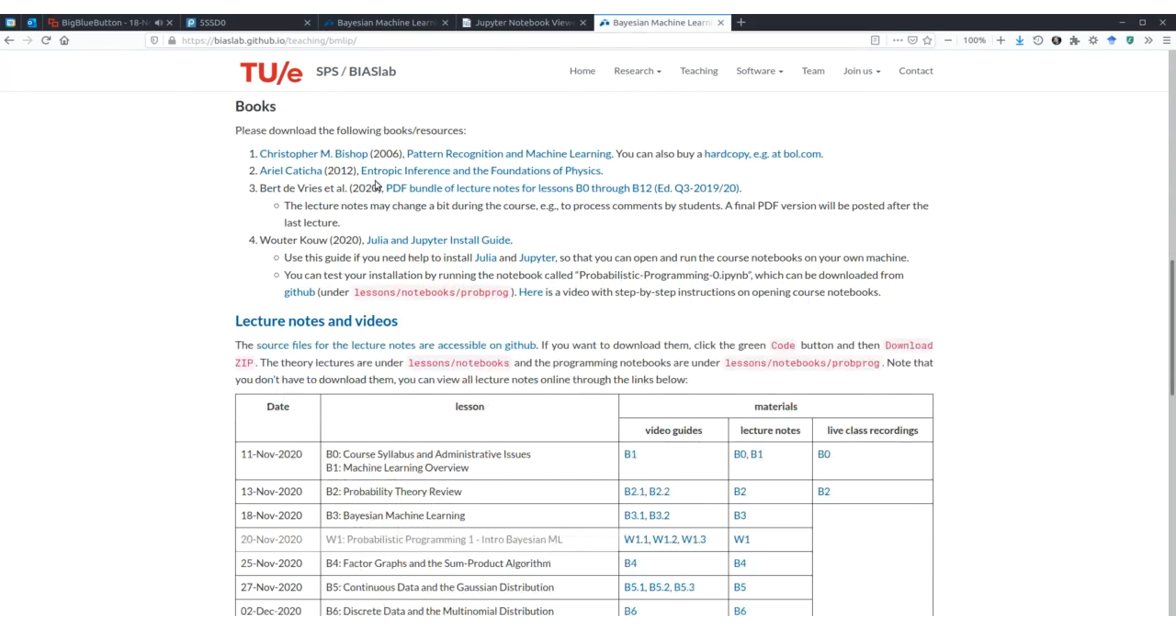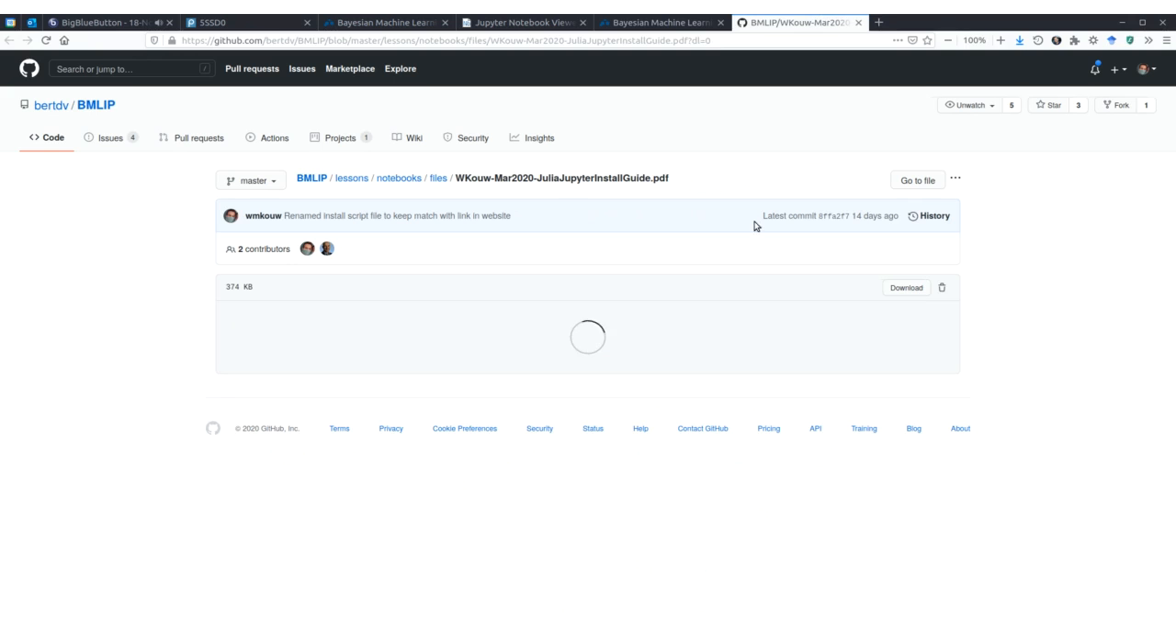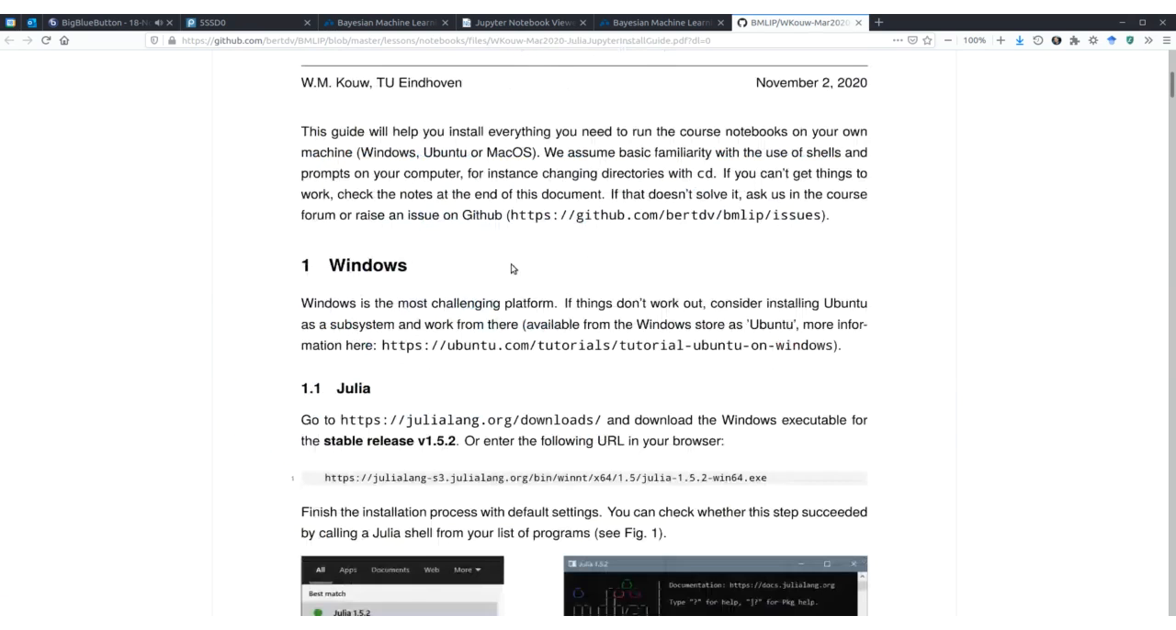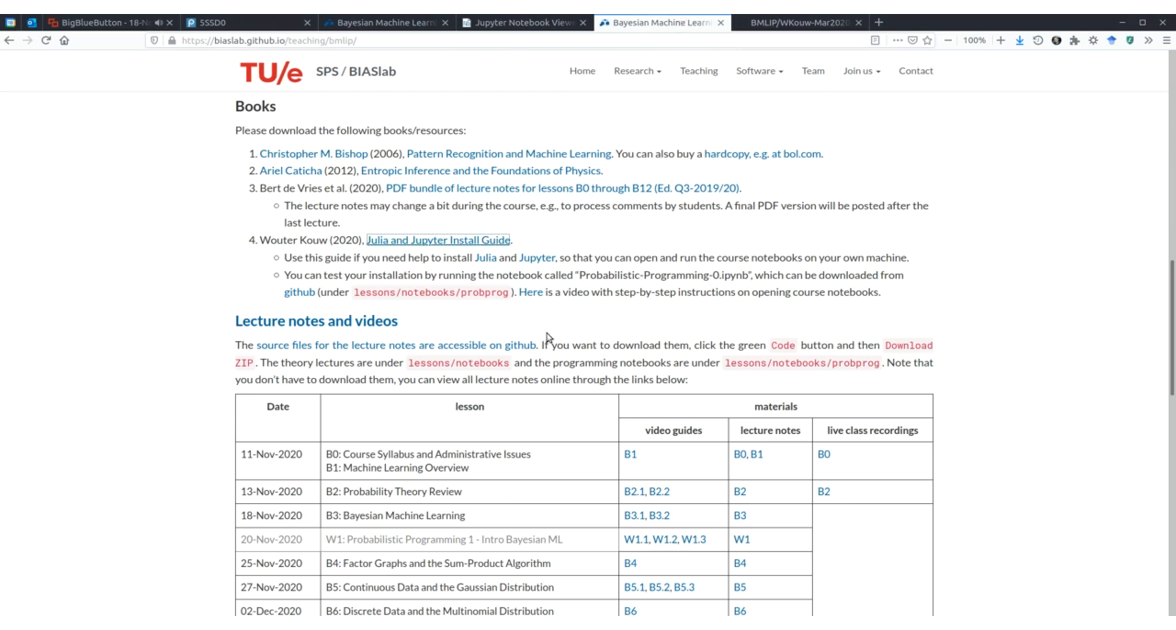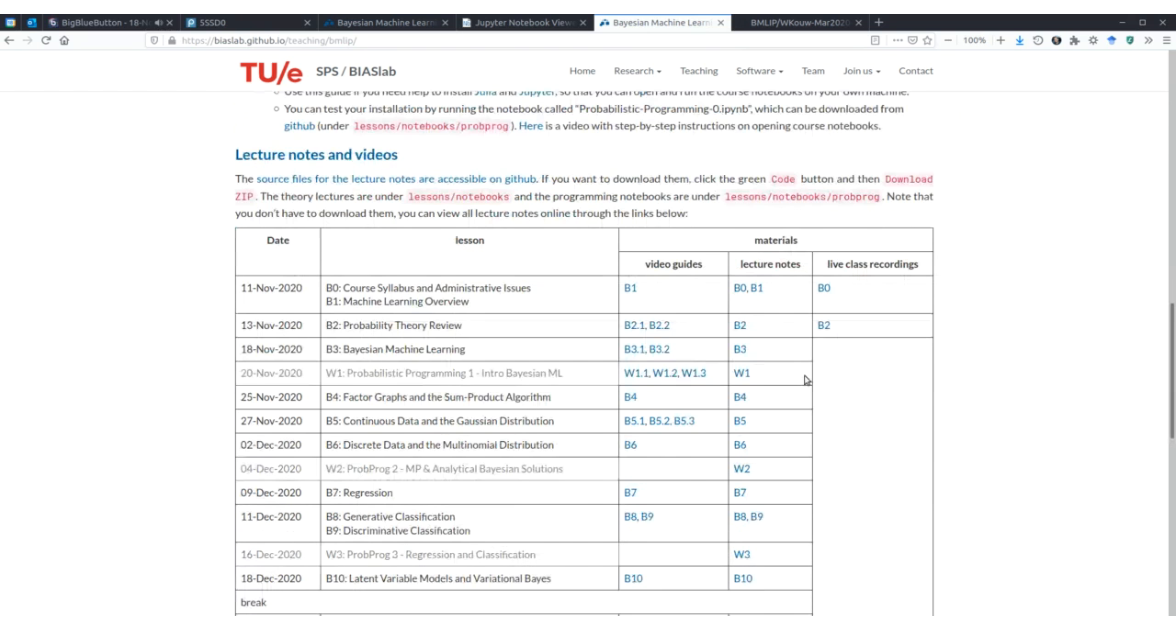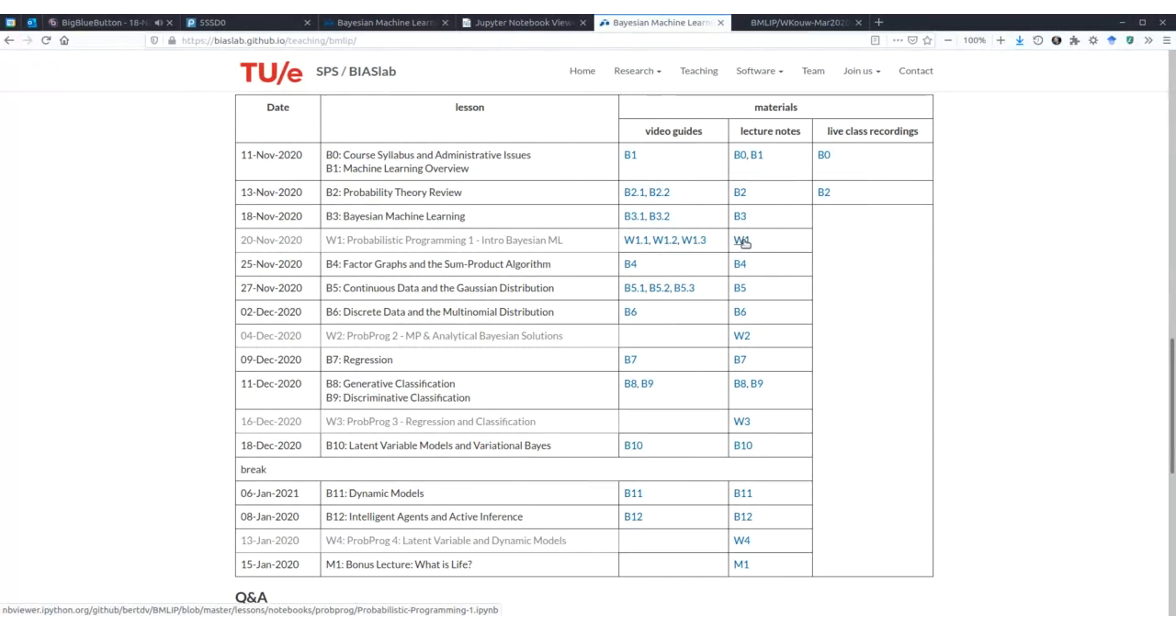So on the materials and books page, there's the install guide. I would suggest having a look at this. It's arranged per operating system, and this contains all of the steps to get it up and running on your machine. And then I want you to download the source files for the course. Under the folder Lessons Notebooks ProProg, there are 4 Jupyter notebooks with the probabilistic programming lectures. So these are W1, W2, W3, and W4.